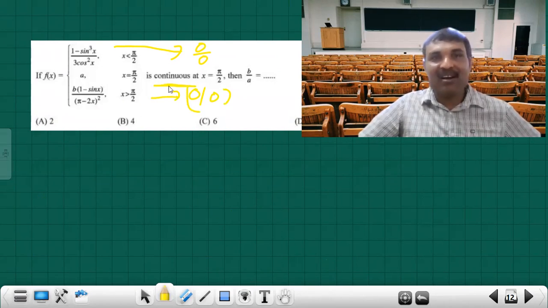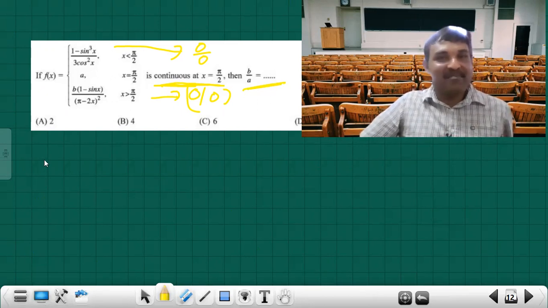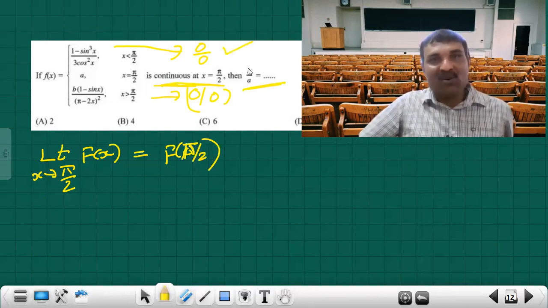And they have given that the function is continuous at x equal to pi by 2. We want to evaluate the value of b by a, right? Okay. So the same condition. This is a problem and the limit is existing. So we can say the limiting value, limit x tending towards pi by 2 of f of x, is equal to the value of the function f of pi by 2. Alright. Now this is 0 by 0. The right hand limit is also 0 by 0.